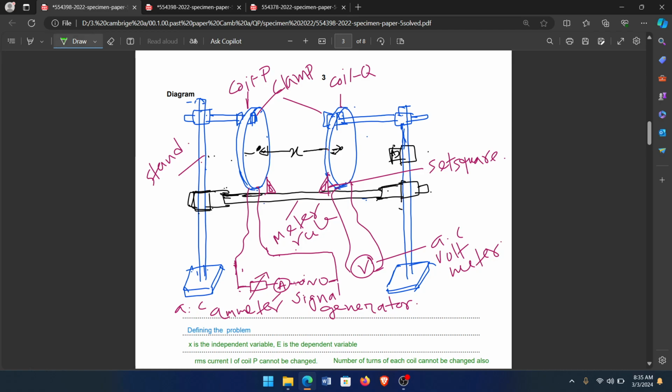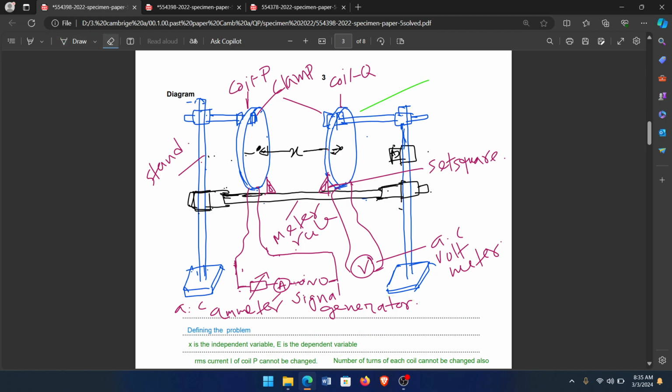High frequency signal generator. Look, you can add AC supply, but better you write signal generator, because in this experiment, if you want to see higher voltage here, then you have to use a high frequency signal generator. You know, regular AC supply is fixed at 50 hertz. So if you want higher frequency, then a signal generator should be used. Clear? So that's why the signal generator is added here.